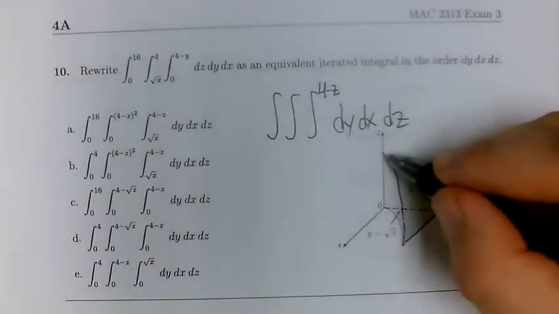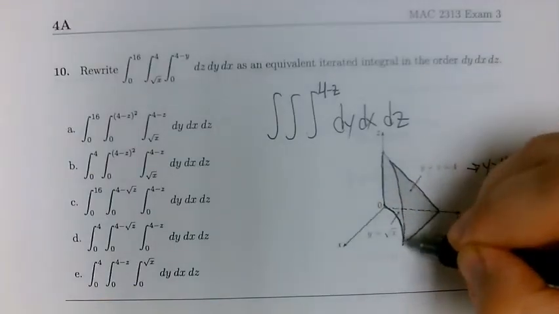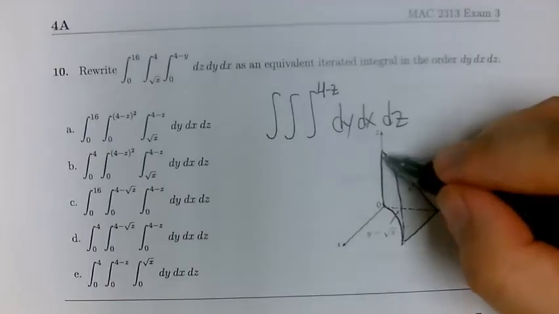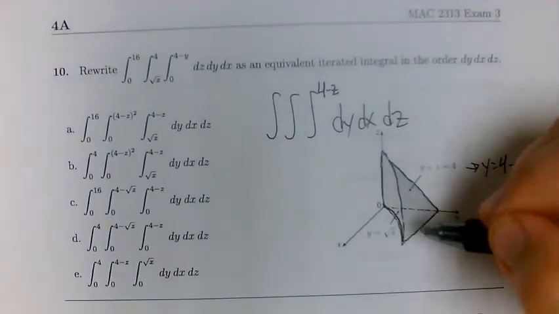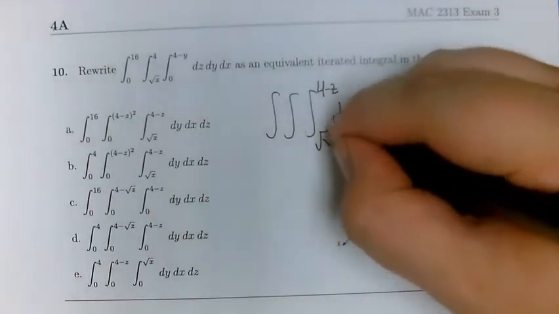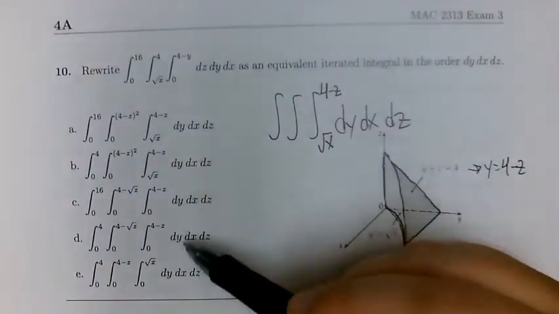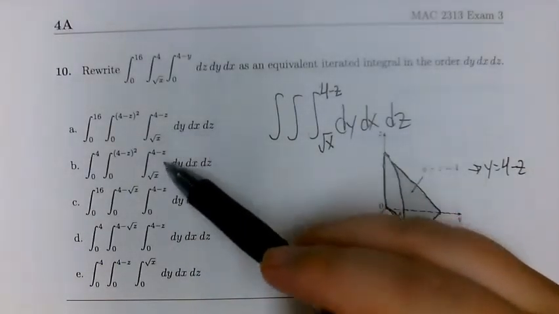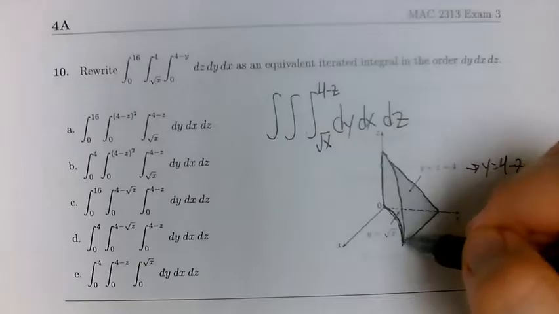And then my lower bound, the thing furthest to the back in the y direction, is this surface here. So this surface is going to be y equals the square root of x. So that will be my lower bound here. And just like in a lot of the other multiple choice problems, we've actually already narrowed this down to be between just these two, simply from knowing what's happening right here.